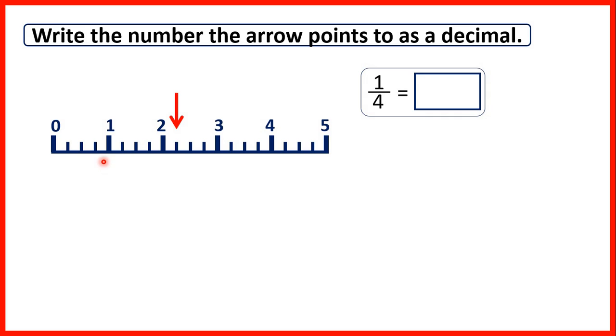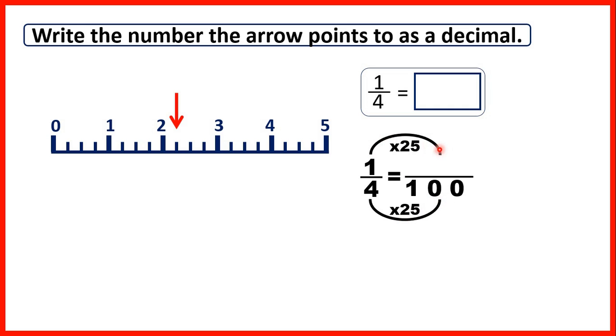Now this number line is slightly different. This time we have 1, 2, 3, 4 lines to get from 0 to 1, so each of these little lines must represent 1/4. Now we can write 1/4 as a decimal by changing it to hundredths. 4 times 25 is 100 and 1 times 25 is 25.